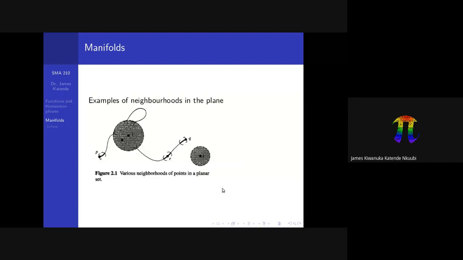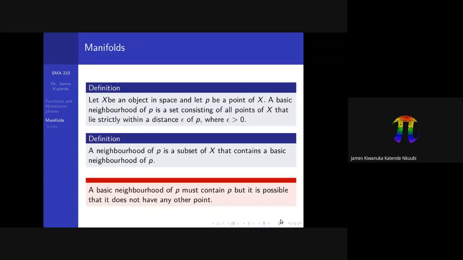Another thing we should note about the definition of a basic neighborhood: it's strictly within a distance epsilon. So the boundary of that circular region is not included in the basic neighborhood. The distance should be strictly less than epsilon. So the boundary of the neighborhood will not be included.